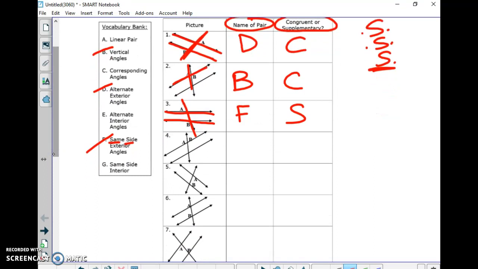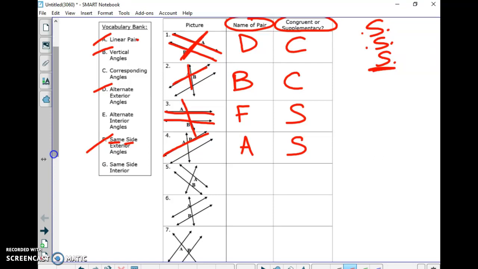Number 4, A and B make a straight line. Right? They're right next to each other. They're adjacent. They make a straight line. So we call that a linear pair. That's from Unit 1. And linear pairs make a straight line of 180 degrees. So this is the only other one that is supplementary, because we know linear pairs are supplementary.